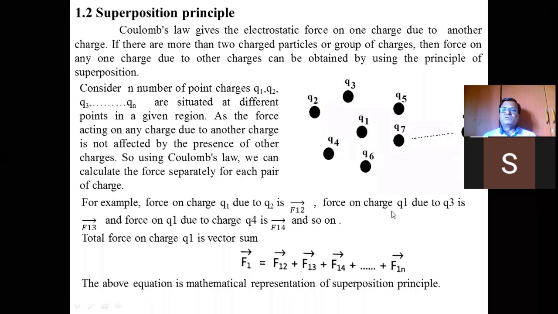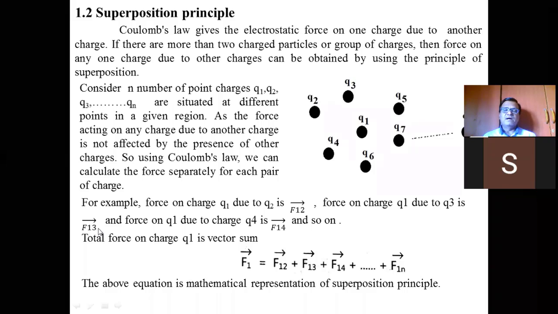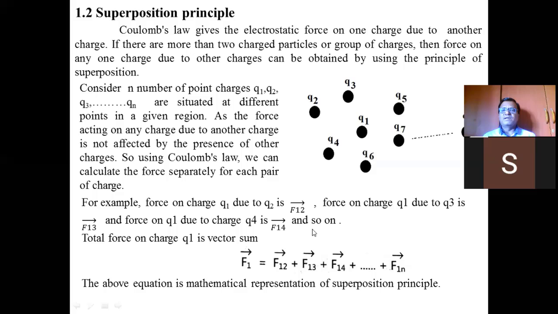Similarly, force on charge q1 due to charge q3 is F13 bar. The F13 bar indicates force exerted on charge q1 due to charge q3. Similarly, we have to calculate force exerted on charge q1 due to charge q4, and that is equal to F14 bar. F14 indicates force exerted on charge q1 due to charge q4, and so on.